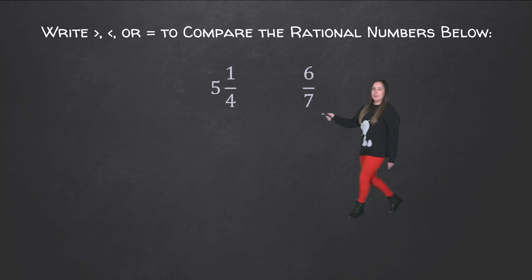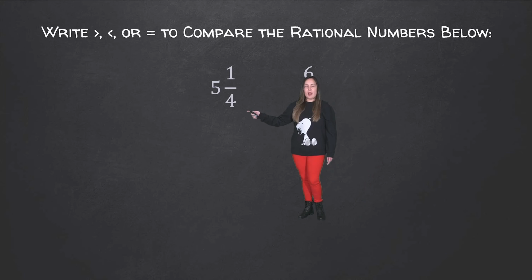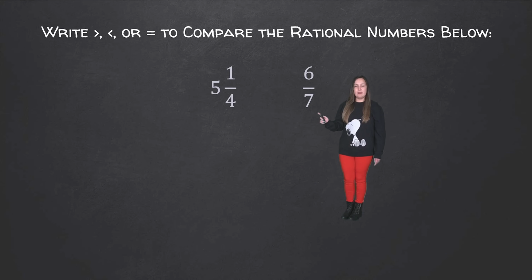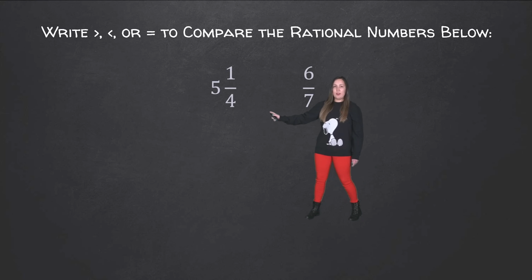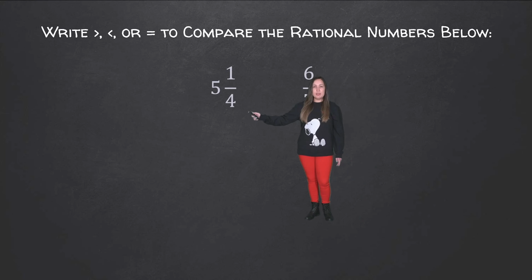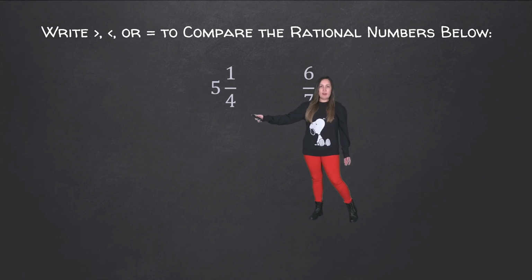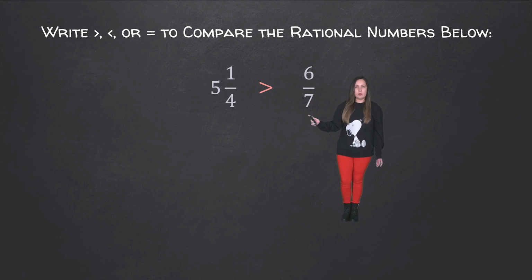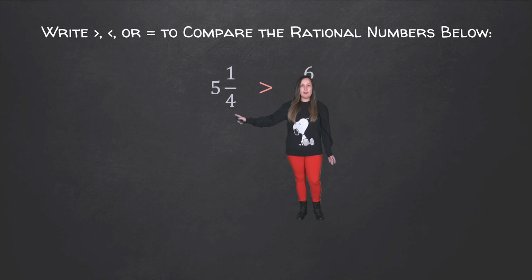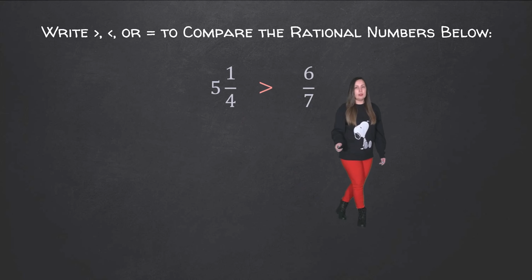So here we have another example, and we have 5 1/4, and we have 6 over 7. Now here we have a mixed number, which means that this exceeds a whole because we have 5 wholes and 1/4. Here for 6 over 7, that's only 6 parts out of 7, which is not even a whole, automatically making 5 1/4 greater than 6 over 7 because this isn't even a whole, when here we have 5 wholes and 1/4.